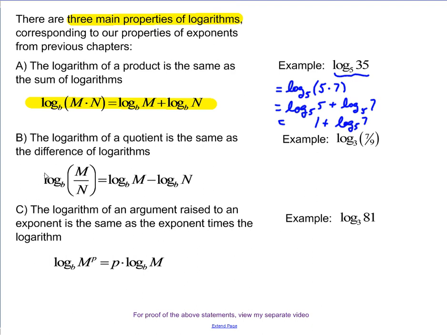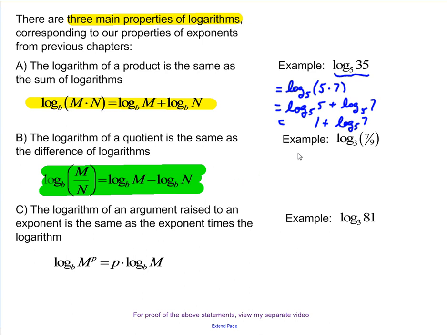We have a second property of logarithms that says the logarithm of a quotient is the same as the difference of two logarithms. So in this particular case, if we look at what this property means, it means take the logarithm base b of m divided by n, and it is the same thing as the logarithm base b of m minus the logarithm base b of n.